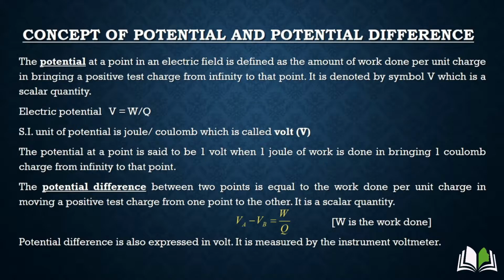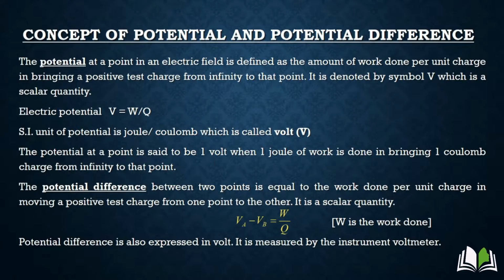Potential can be positive or can be negative. So the potential is positive at a point in the vicinity of a positive charge, since work has to be done on the positive test charge against the repulsive force due to the positive charge in bringing it from infinity. While the potential is negative at a point in the vicinity of a negative charge, since the attractive force on the positive test charge due to the negative charge does work by itself.